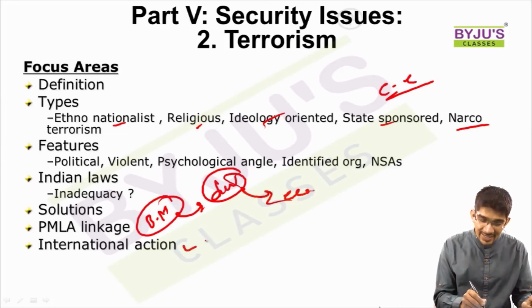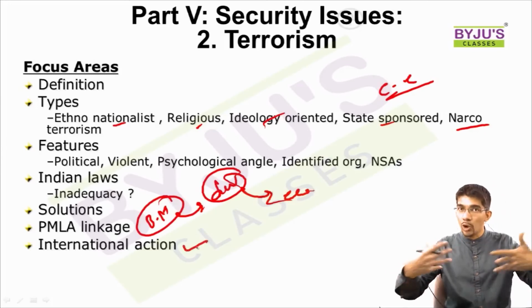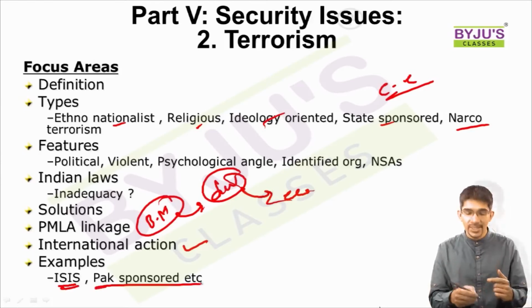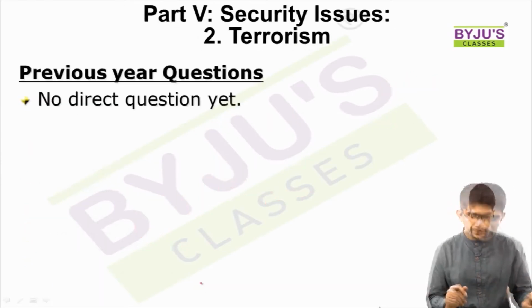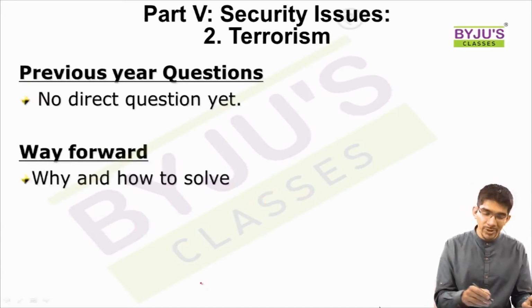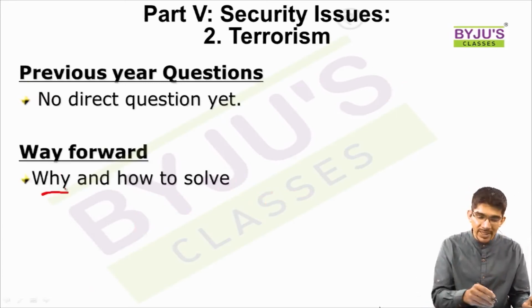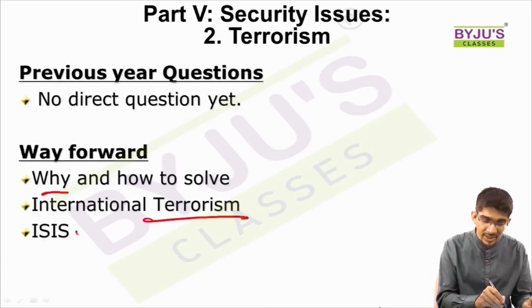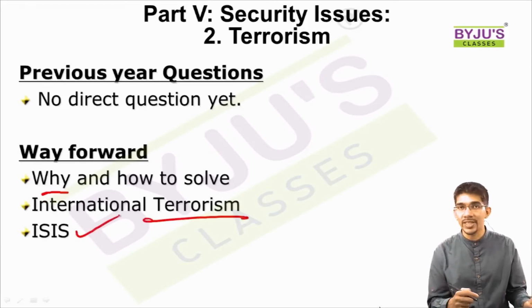What are the international actions being taken? How are countries cooperating? The current examples such as ISIS, Pak-sponsored terrorism, etc. you should be keeping a focus on. Previous year's questions, no direct questions have come yet, but we have to focus on things like why a particular type of terrorism is happening and how to solve it. International terrorism, what are the causes, solutions, etc. ISIS becomes an important focus area this year.